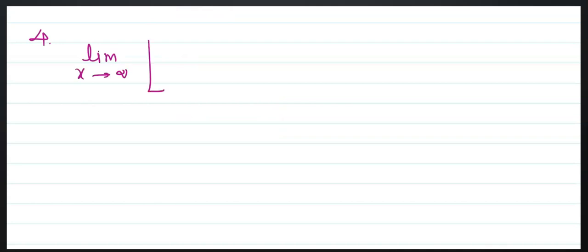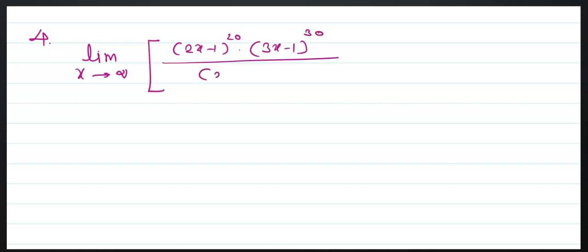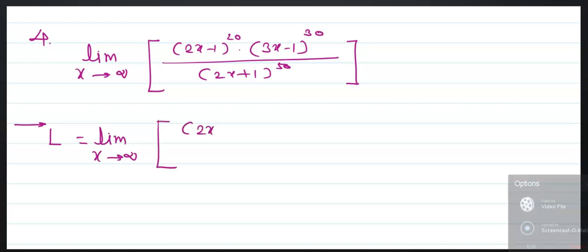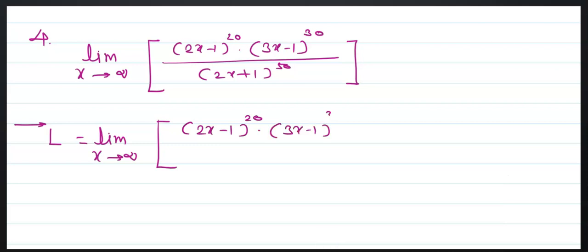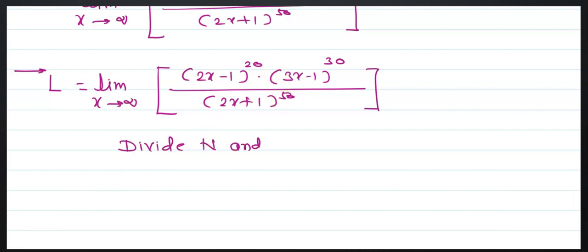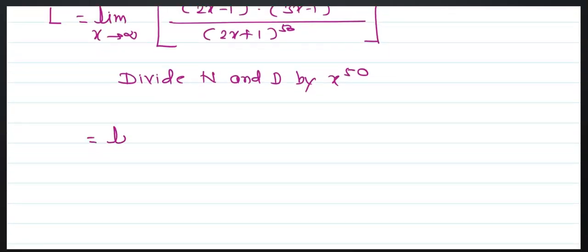Now the next is problem number 4. Limit x tends to infinity (2x − 1) raised to 20 into (3x − 1) raised to 30 upon (2x + 1) raised to 50. These are the terms. Now the highest power of the denominator is x raised to 50. Therefore divide numerator and the denominator by x raised to 50.